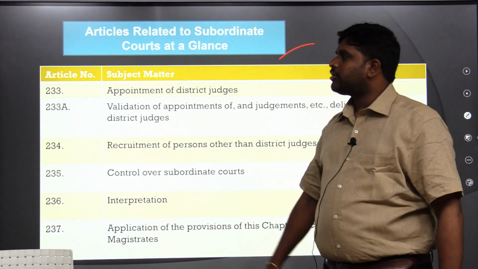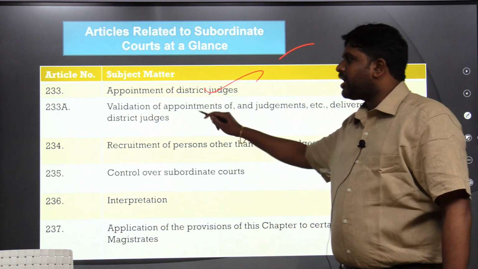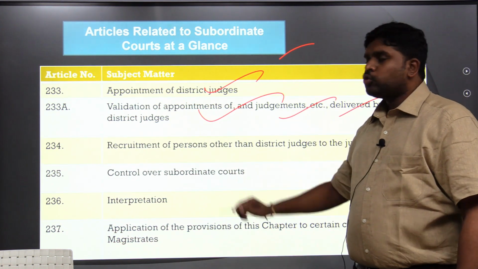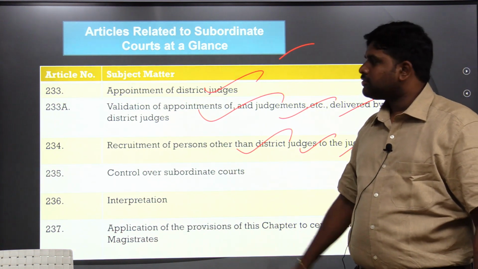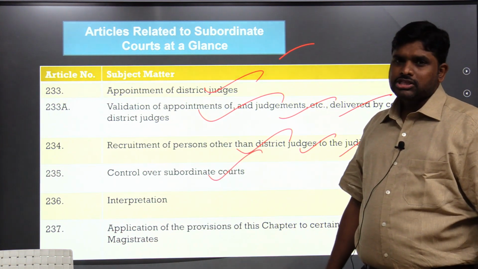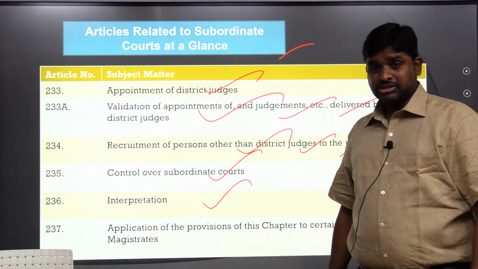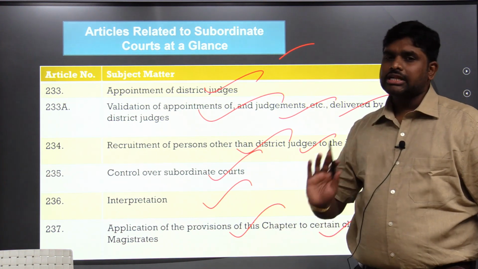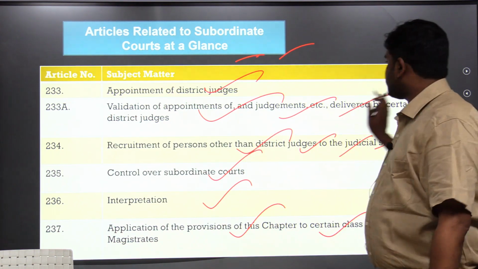Articles related to subordinate courts. 233, appointment of district judges. 233A, validation of appointments and judgments delivered by certain district judges. 234, recruitment of persons other than district judges to the judicial services. 235, control over subordinate courts. 236, interpretation. 237, application of the provisions of this chapter to certain class or classes of magistrates. These are the articles related to subordinate courts.